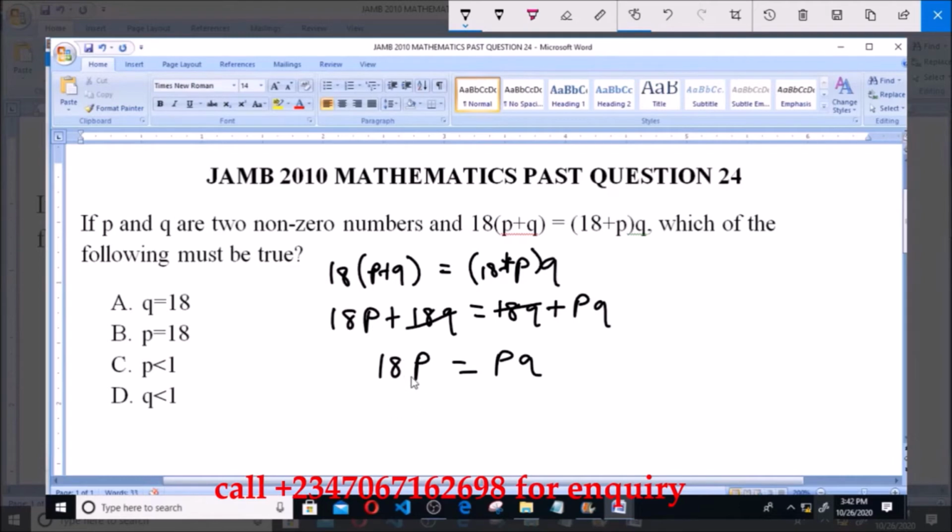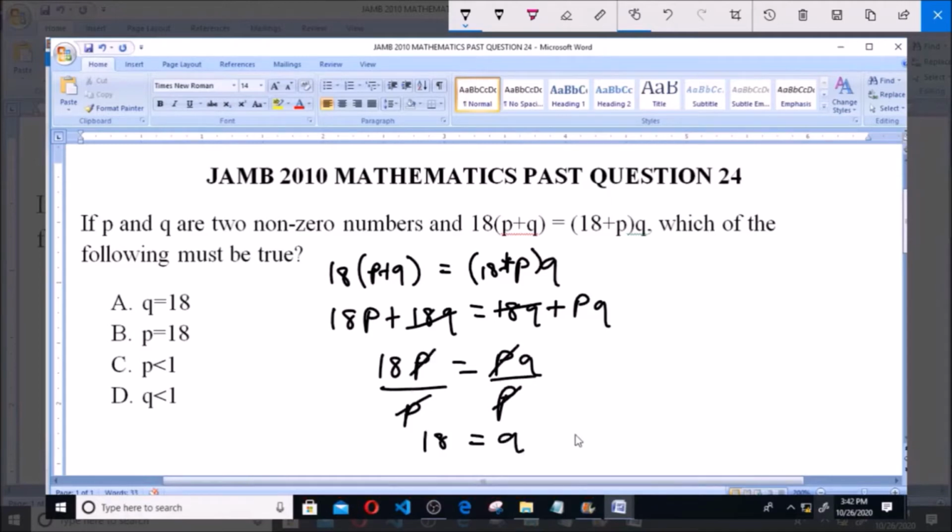divide both sides by P. By dividing both sides by P, we cancel this P and this P. So we have 18 = Q, or Q = 18. So that means Q is equal to 18, and that is option A. Q = 18 is the correct answer to this question.